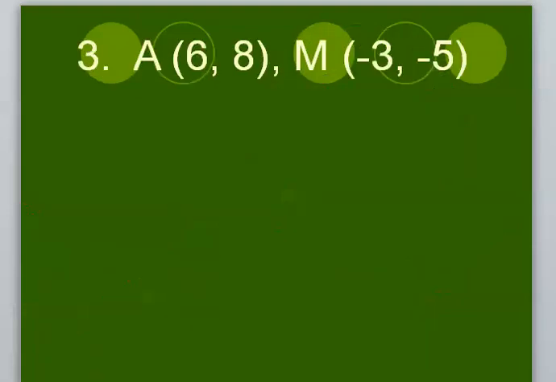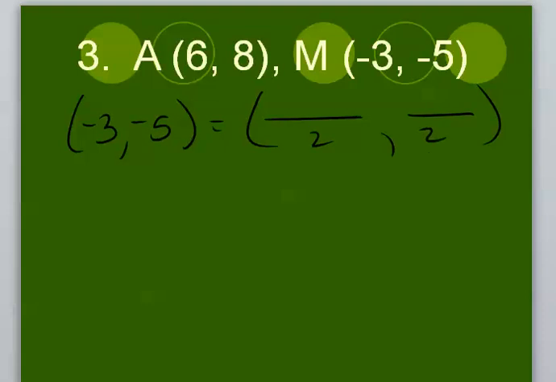Let's try another example. My answer, negative 3, 5. That's the midpoint. That's what you get when you solve this midpoint formula. On top of the first one, this is the x part of the coordinates. We're going to use our x's, 6, and some x we need to find. The second one is the y part, so we're going to use our y, 8, and some y we need to find.